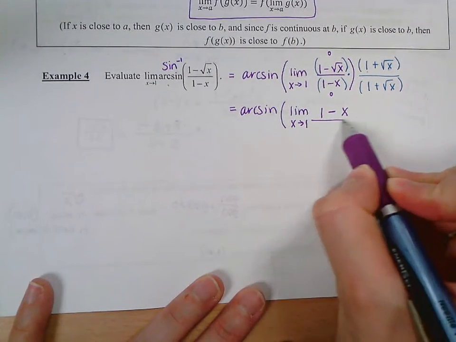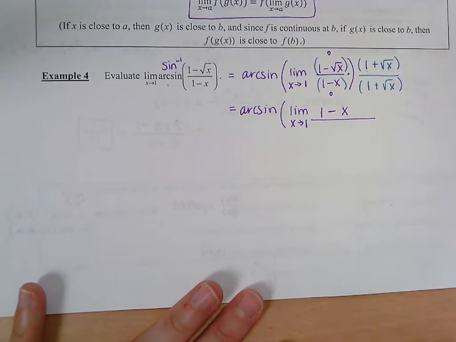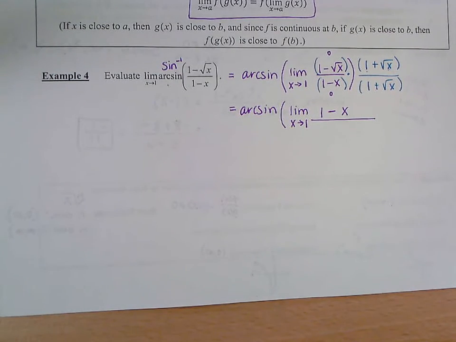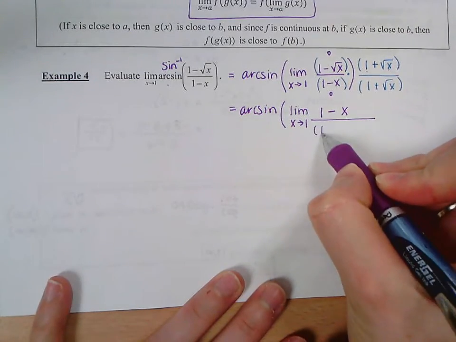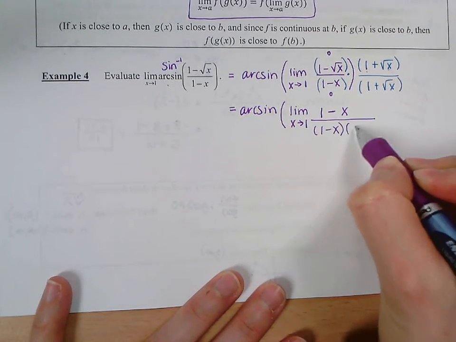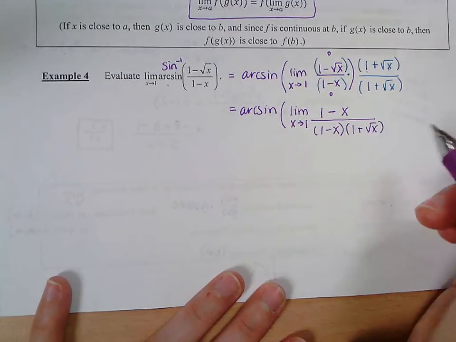And then on the bottom, always leave the denominator in factored form. Don't FOIL the denominator. You don't need to. So I still have the quantity 1 minus x times the quantity 1 plus square root x.